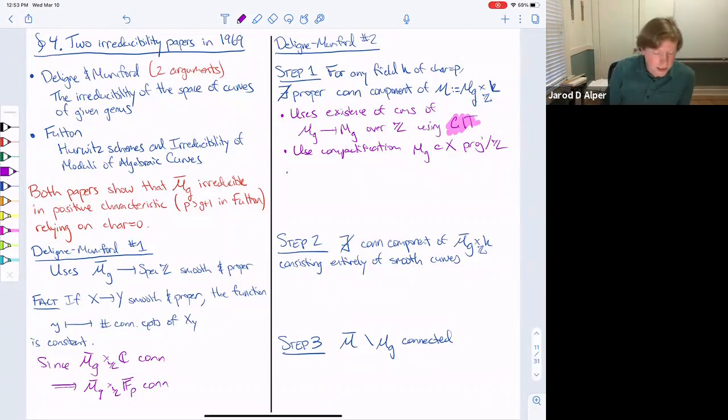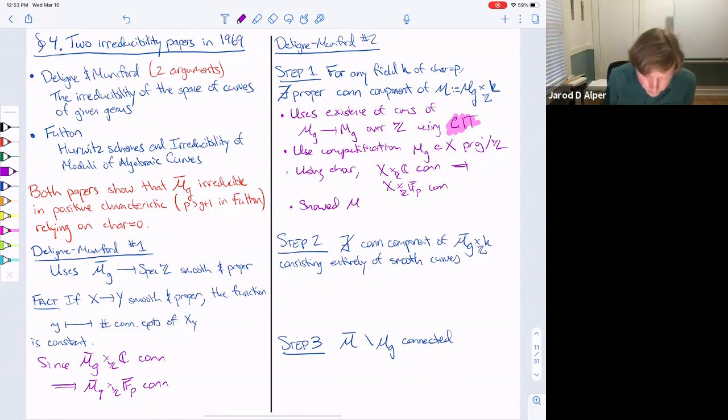And so now you use a connectedness result similar to their first argument, where you show, using the characteristic zero statement, that X being connected over the complex numbers implies that X over any finite field is also connected. And then finally, it relied on showing that M_g itself was not proper, but by using not degenerations of curves, but degenerations of their Jacobians.